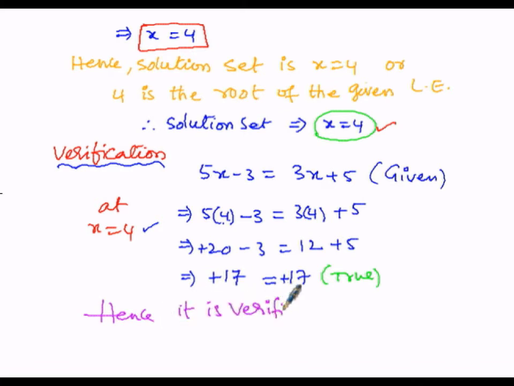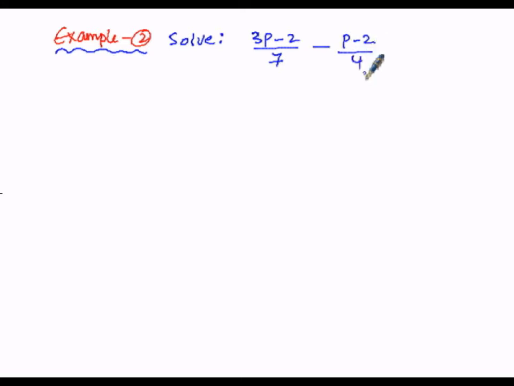Similarly, let us perform one more example, that is example number 2. So in this example, let us solve for another variable, that is p. In this case, the given equation is (3p minus 2) overall divided by 7 minus (p minus 2) overall divided by 4 is equal to 2.